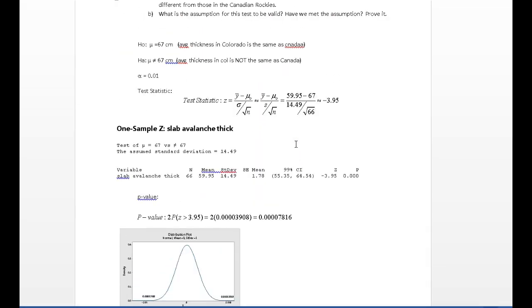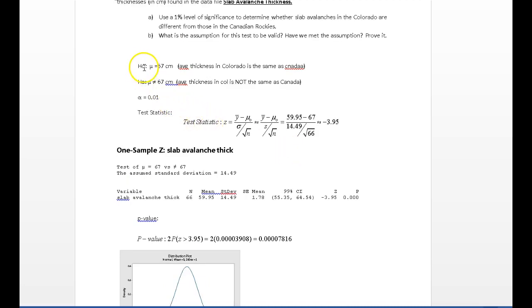So what does this mean in the context of my problem? My data are telling me to reject this statement. This statement is not likely to be true. And is this right? Well, let's just have a look here for a second. We want to know, are the Colorado avalanches, do they have a thickness of 67 or is it different than 67? When we look at our data, it showed a sample mean of approximately 60. Well, 60 is a smaller number than 67. Question, of course, is whether it is significantly smaller than 67. And the statistics are saying that yes, it is.